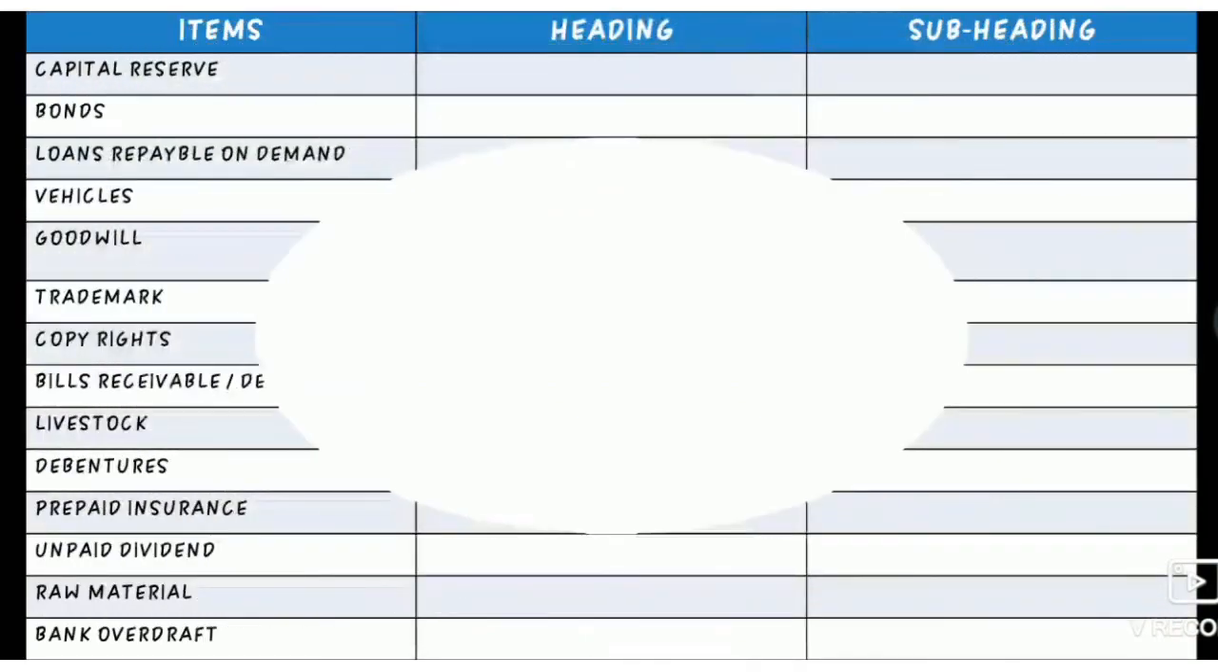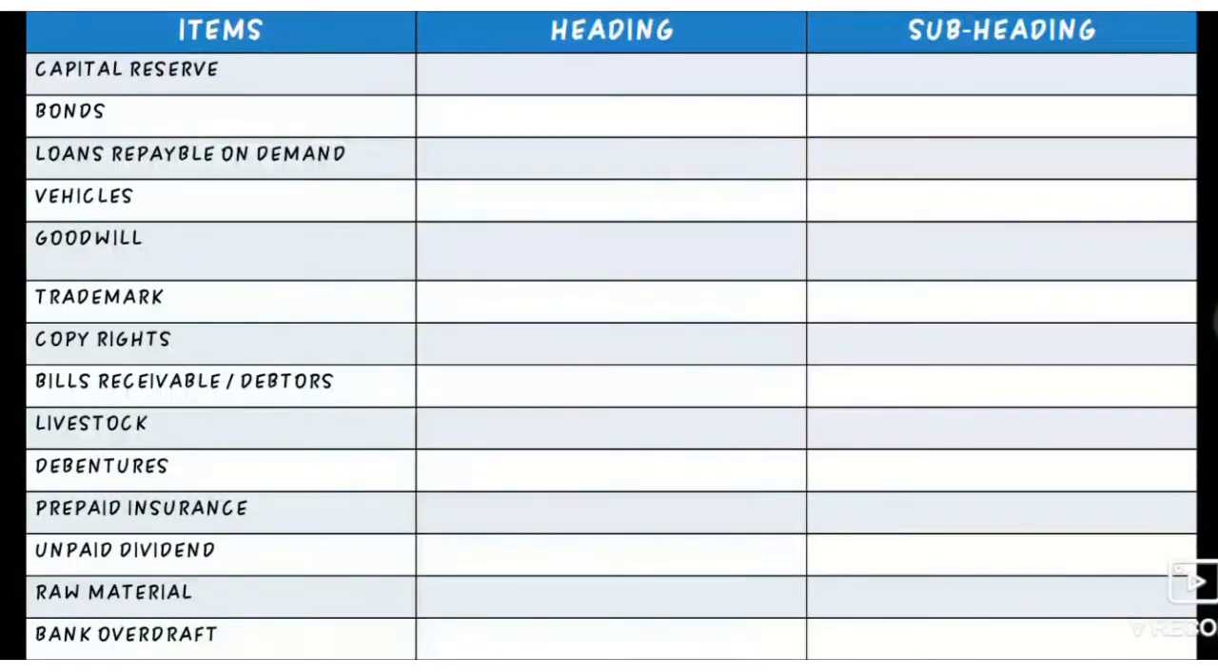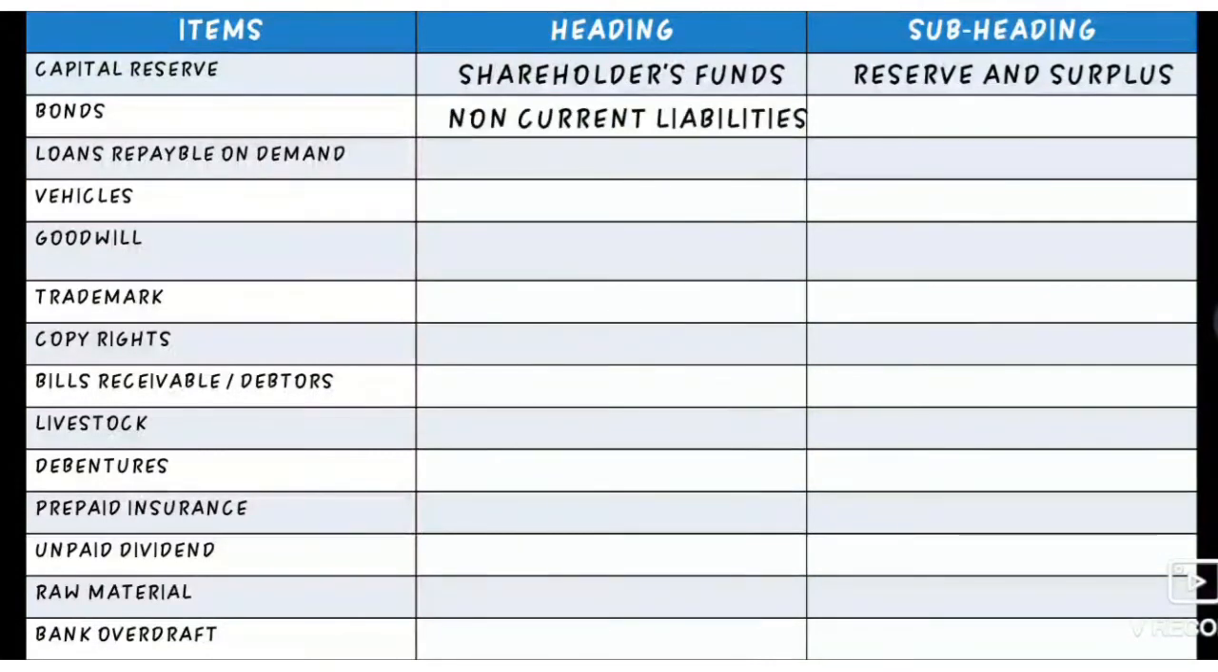Let us see next. Next is capital reserve. Reserve is written, so automatically it will go under shareholder fund, and the subheading will be reserve and surplus. Wherever reserve is written, without any doubt, you can go for reserve and surplus, and the heading can be shareholders fund. Next is bonds. Bonds are a type of debenture, and because debentures are for more than 12 months, bonds are also for more than 12 months. So it will automatically go in non-current liability, and the subheading will be long-term borrowings.